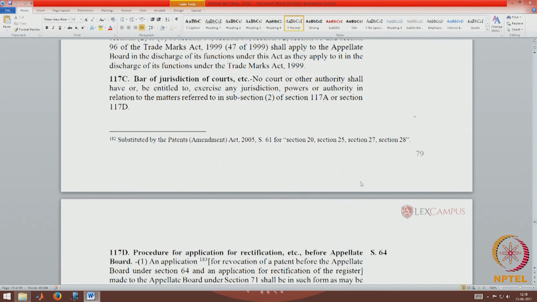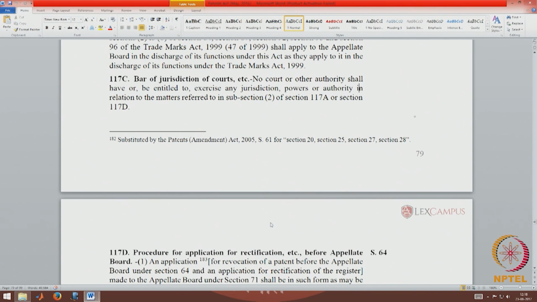Which happened in the case of the Intellectual Property Appellate Board. Earlier the power was vested in the High Court. So, when there has already been a transfer, unless it is made very clear that you can't go back, then you could be in a situation where parties are using the old system and the new system. So, there is an express bar on the jurisdiction of courts. No court or other authority shall have or be entitled to exercise any jurisdiction, power or authority in relation to matters conferred in subsection 2 of section 117A or 117D.